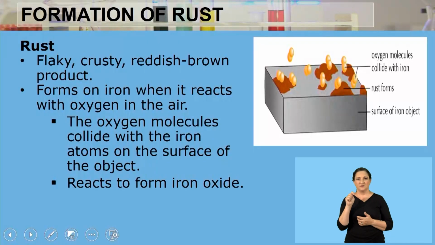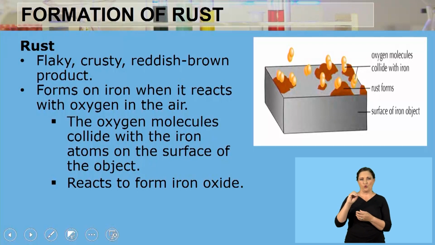So to define rust, we define rust as a slow chemical reaction of iron metal that is reacting with oxygen and moisture to form a complex compound. And part of that complex compound is iron oxide. So therefore, rust is a form of corrosion.